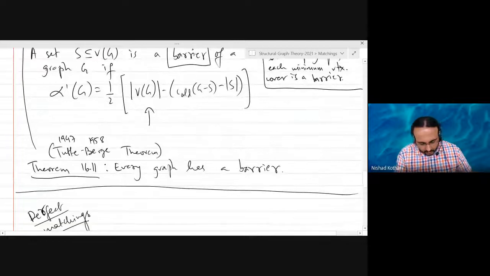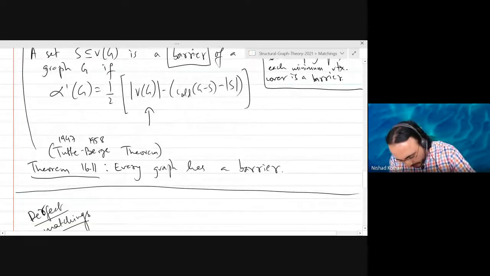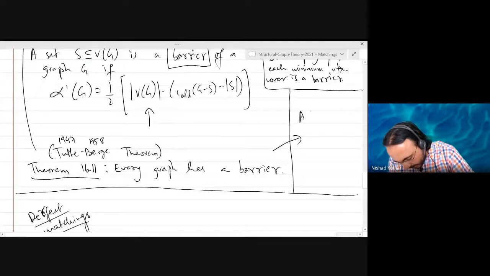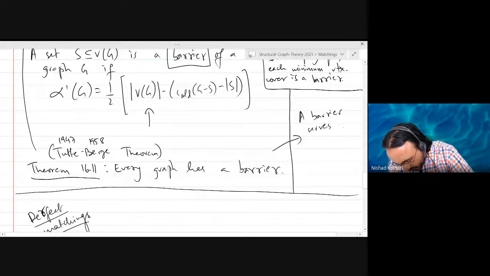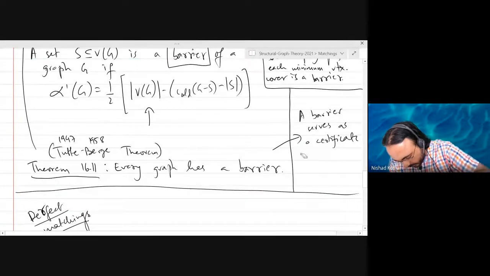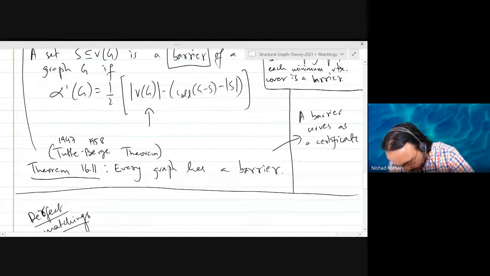Yeah, so I also want to add the comment that a barrier serves as a certificate to demonstrate that the matching is indeed maximum.